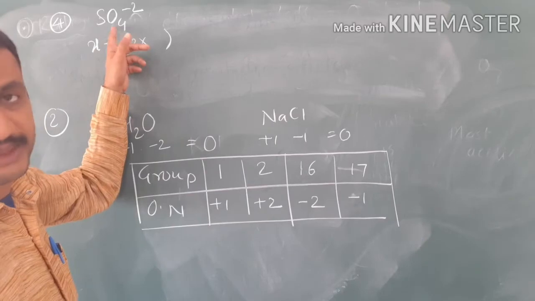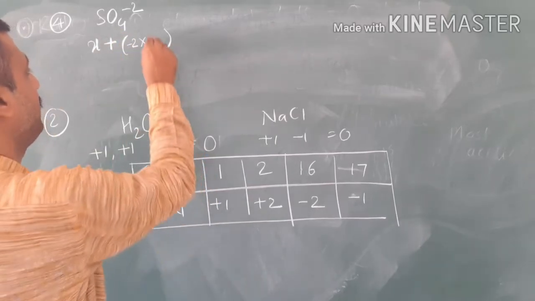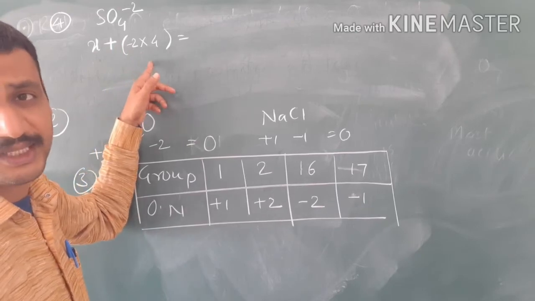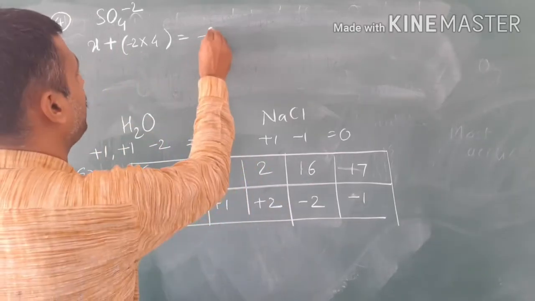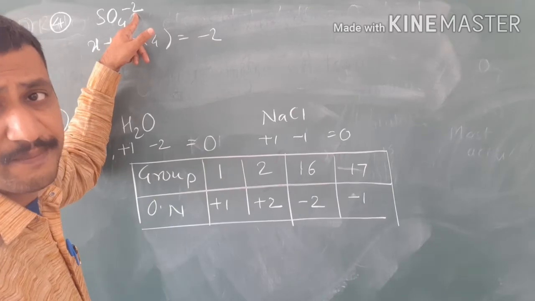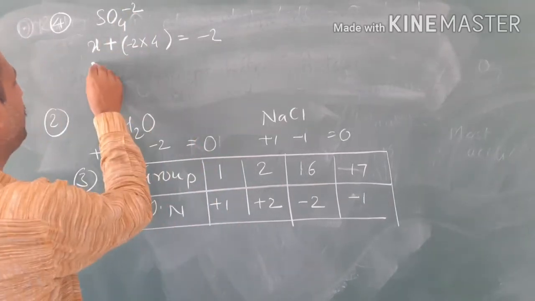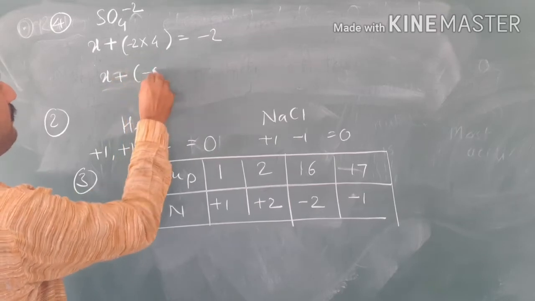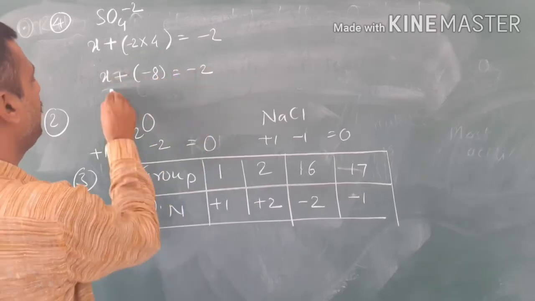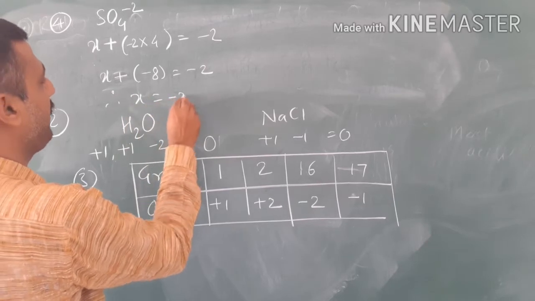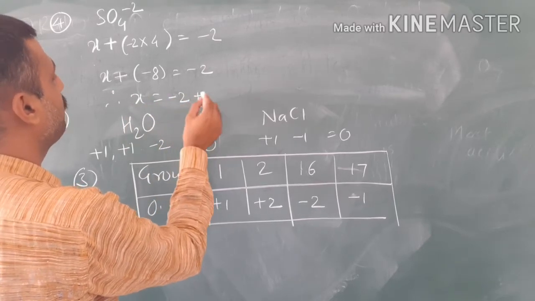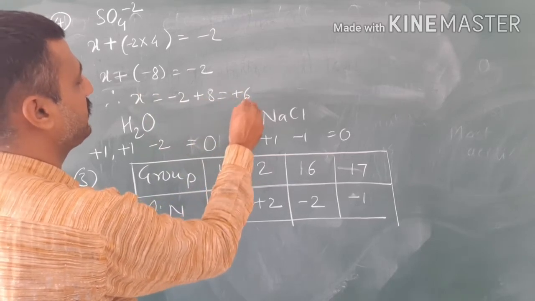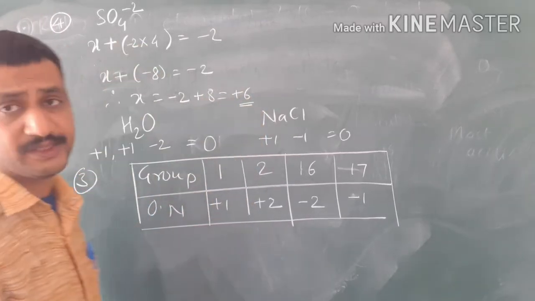How many oxygen atoms do we have here? We have 4 oxygen atoms, and the sum of oxidation states of all the species in the ion is equal to the charge on the ion. What is the charge on the sulfate ion? It's -2. So X plus 4 into -2, which is -8, is equal to -2. Therefore X is equal to -2 plus 8, so the answer is +6. The oxidation state of sulfur is +6 here.